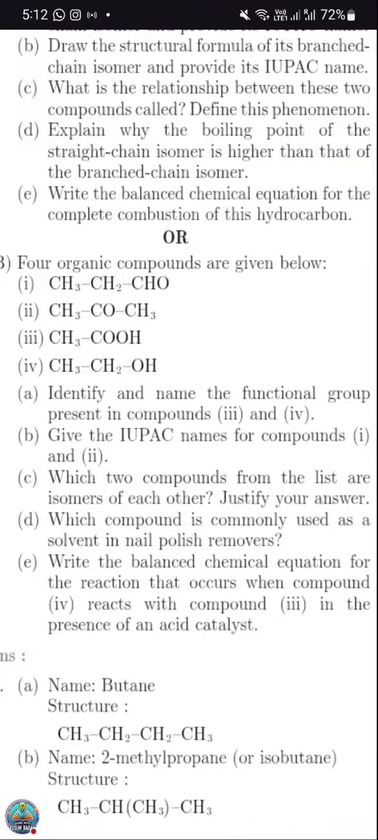1, 2, 3. 3 carbons are there and the CHO group is attached at the first carbon. So here, propanal, propanone, it is a ketone, so ONE is added. Propanone. Now the next one, the second one, it's a ketone. At the second carbon we got the ketone derivative.